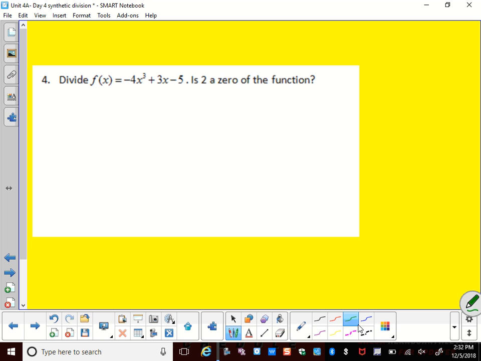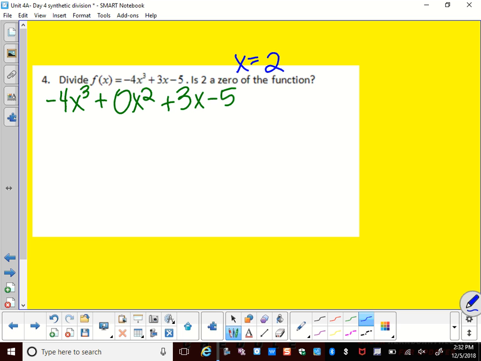This is not in standard form, so I'm going to write it in standard form. So negative 4x cubed plus 0x squared, and then we go back to 3x minus 5. It says is 2 a 0, so just the same number. Inside my L, I'm writing negative 4, 0, 3, and negative 5.